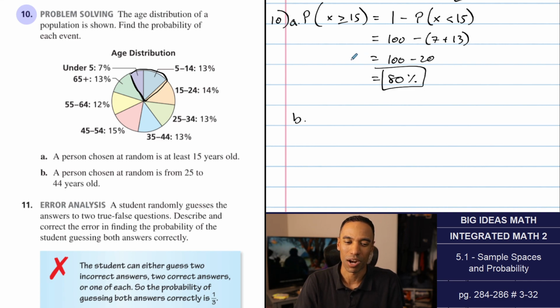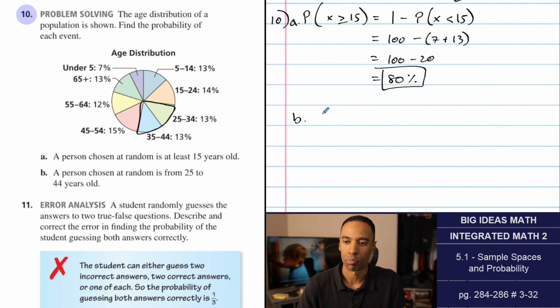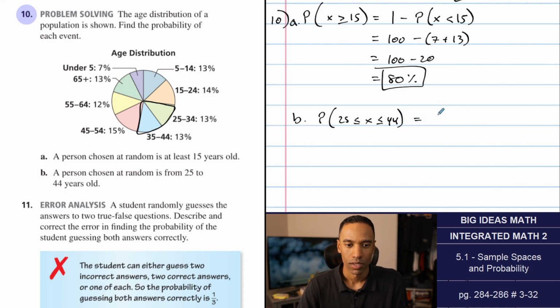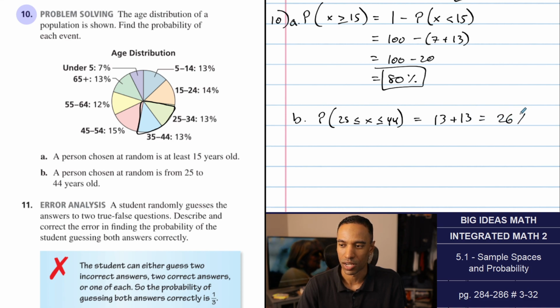Part B, a person chosen at random is from 25 to 44 years old. So let's find that. 25 to 34 is in this one right there, and it goes all the way 35 to 44. Let's just add those two up instead of doing a complement version. So probability that X is between and including 25 and 44. That's going to be 13% plus 13%, which is 26%.